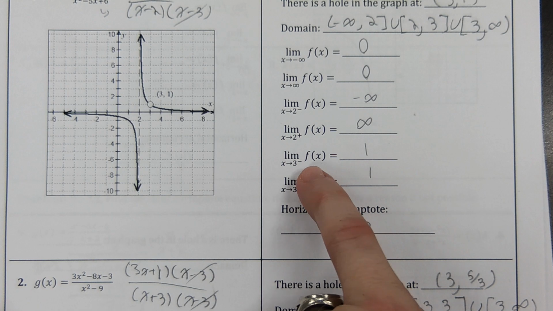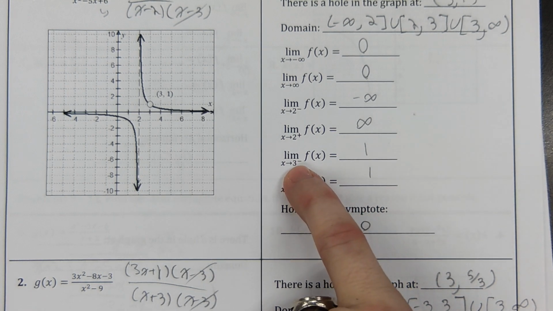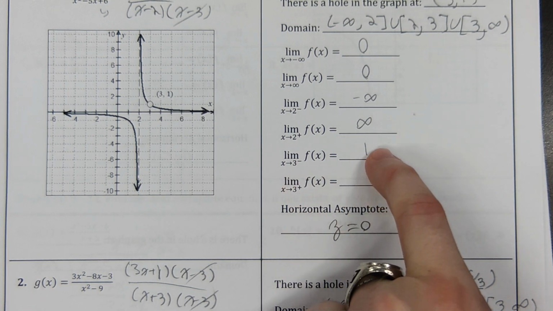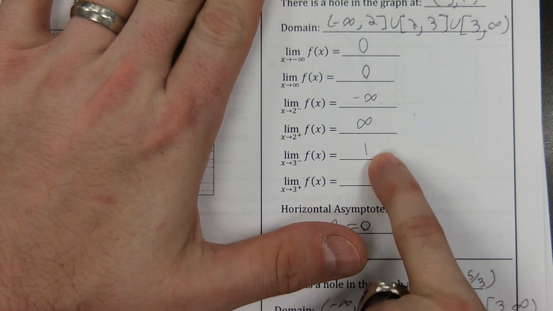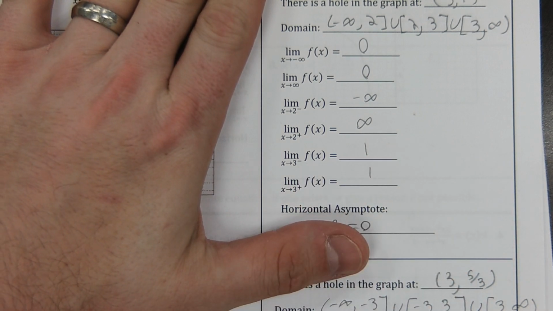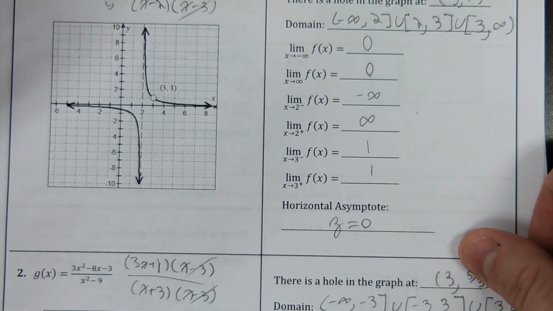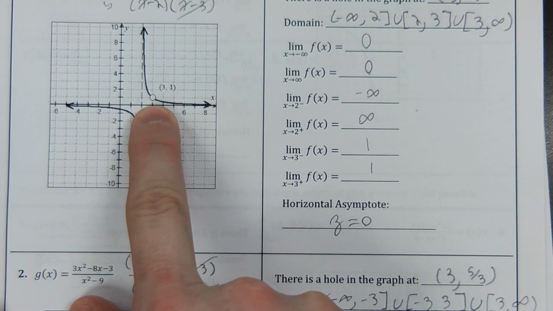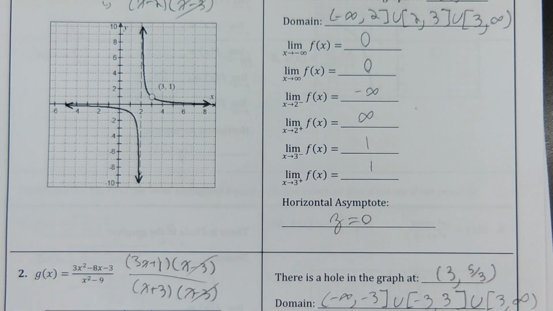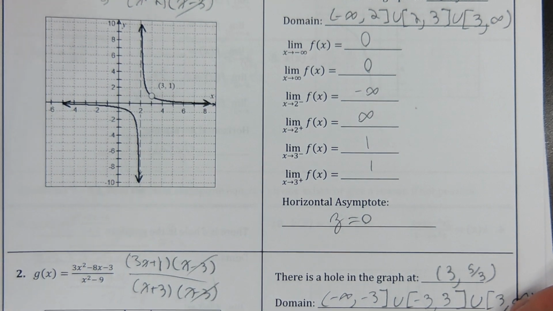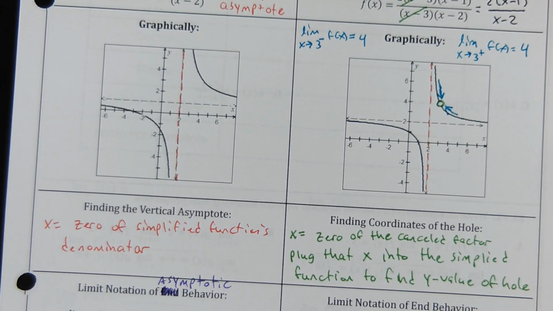Look, as x approaches 3 from the left and 3 from the right gave me the same number. Without this picture, I could tell you there's a hole at x equals 3. And the coordinates of that hole is (3, 1). Oh, look, there it is, (3, 1). So you've already done it. You just didn't realize that we were building up to the limit behavior of knowing what a function is doing just by looking at its limits.